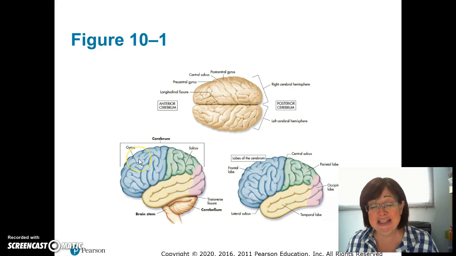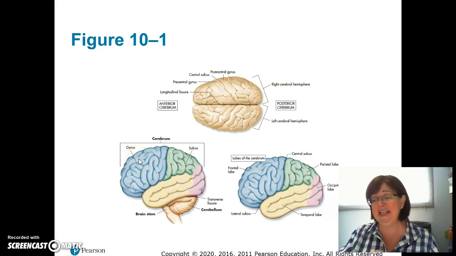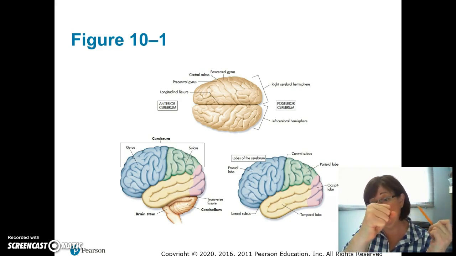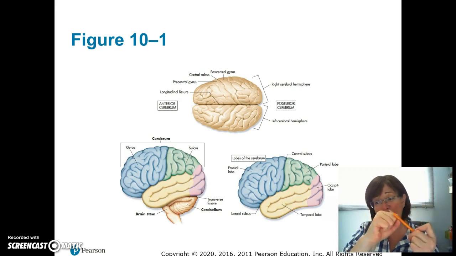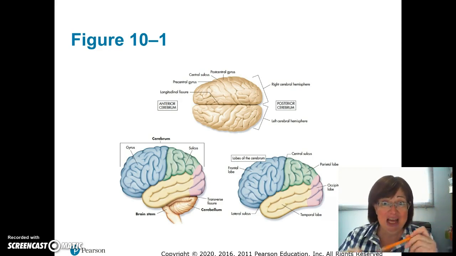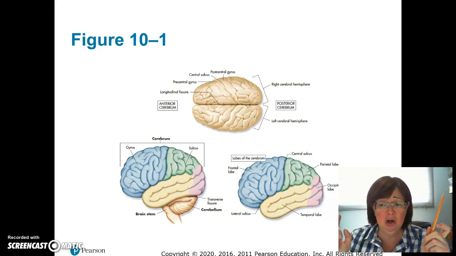The cerebrum itself is very convoluted, and that's to get more space. So imagine taking your hand and squishing it like this, you get more surface in less space, but you have these convolutions. These convolutions are called gyri, and the spaces in between them are called sulci. Oops, I mixed those up. The gyri are the bumps. The sulci are the spaces. Just be familiar with the terms. Do not worry about that being testable.